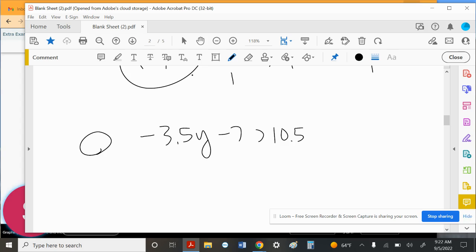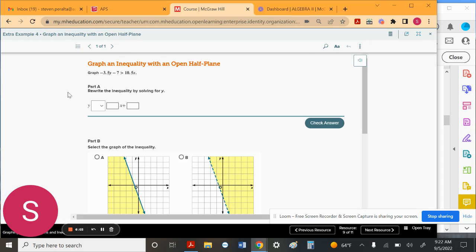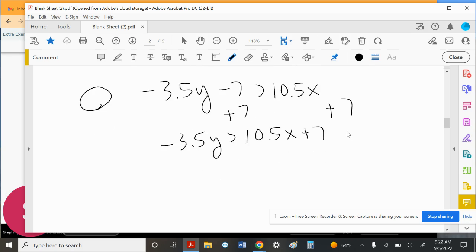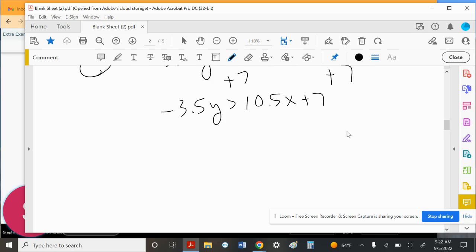Okay, so now what I need to do is solve for y. So when I'm solving for y, I'm just going to check the equation one more time. I need to pretend there's an equal sign there and do the same steps. I'm going to add 7 to both sides to isolate the y. So I have negative 3.5y is greater than 10.5x plus 7. And then I'm going to divide both sides by negative 3.5.